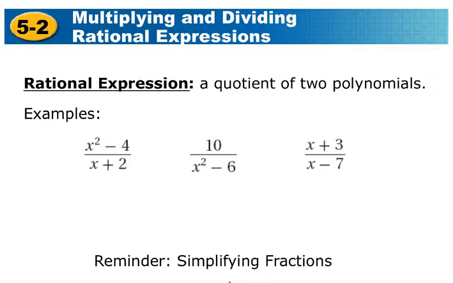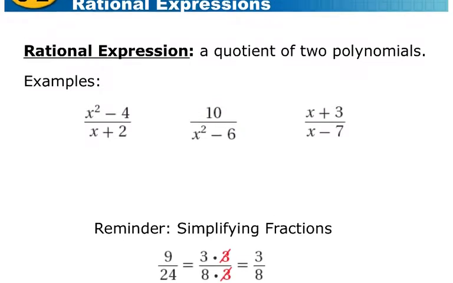Alright, so let's give it a try here. So here are some examples of rational expressions. It's a quotient of two polynomials. So for instance, here you see x squared minus 4, that's a polynomial, and then we've got x plus 2, that's a polynomial. So it can be quadratic, it can be cubic, it's whatever it is on top and bottom. Notice here that we have a constant, that's a polynomial, that's fine, one term. So these are all excellent examples of that.